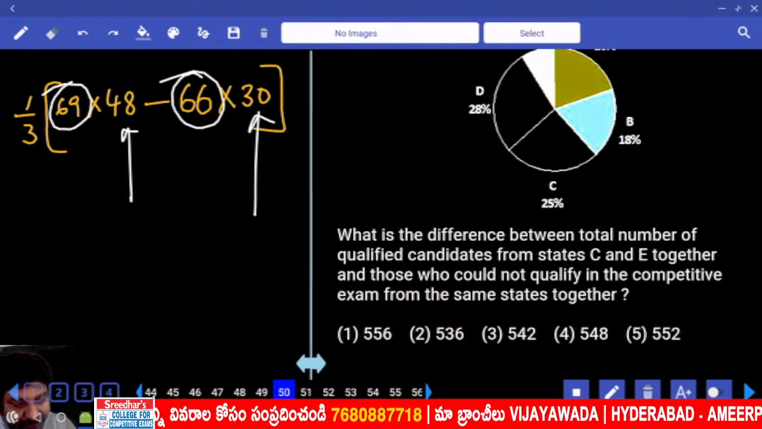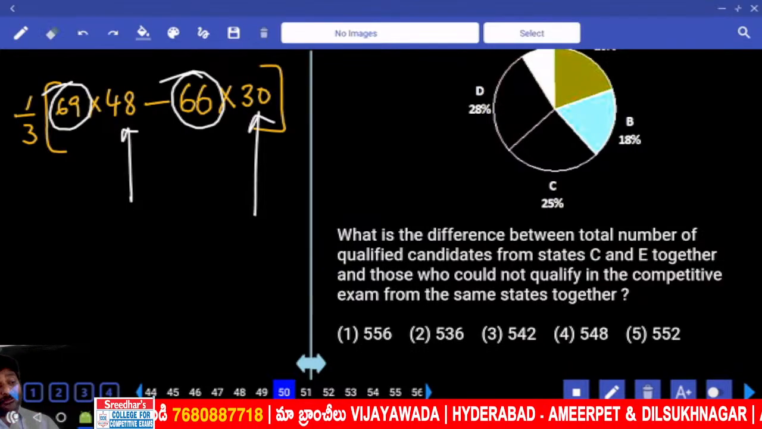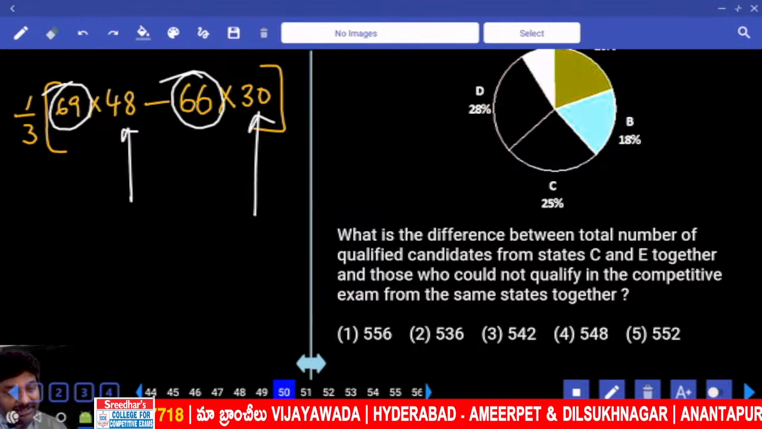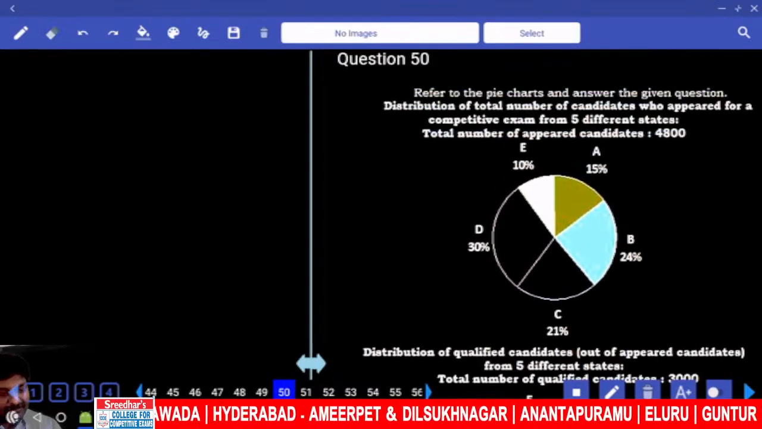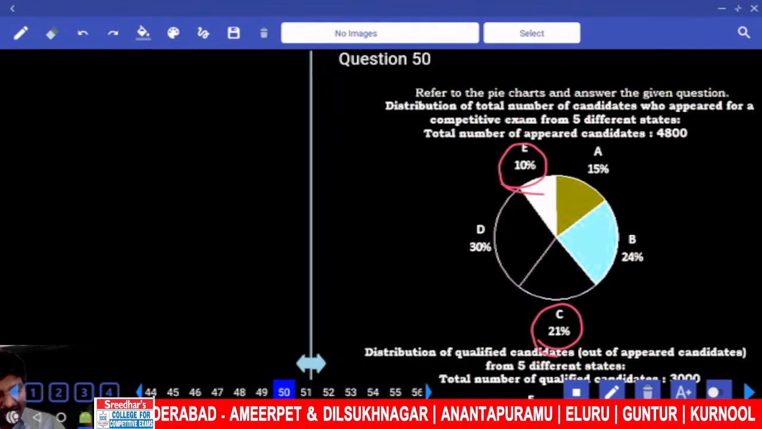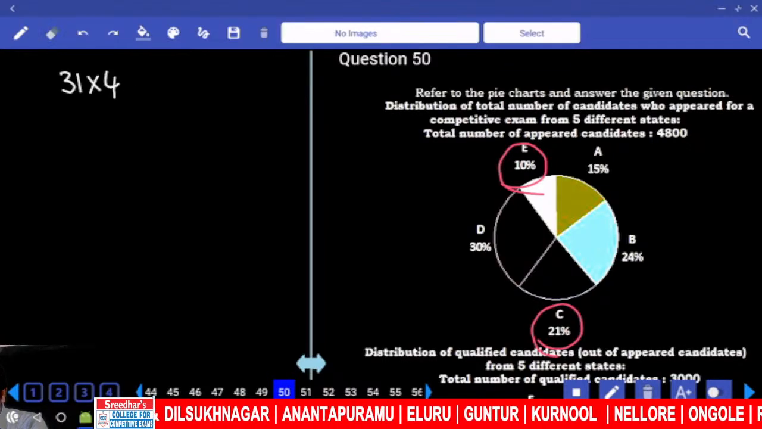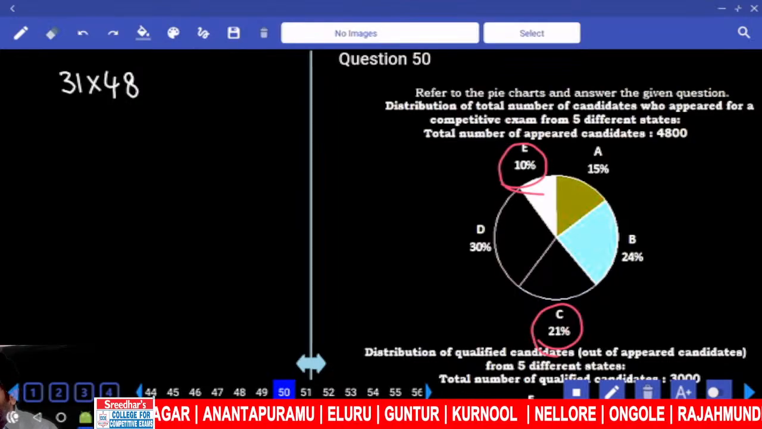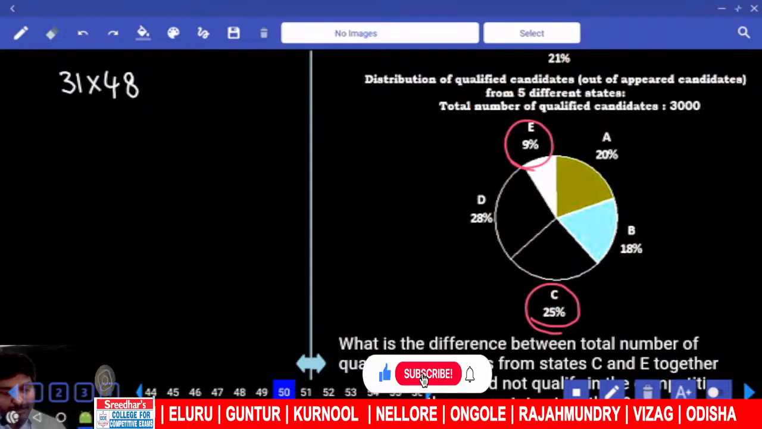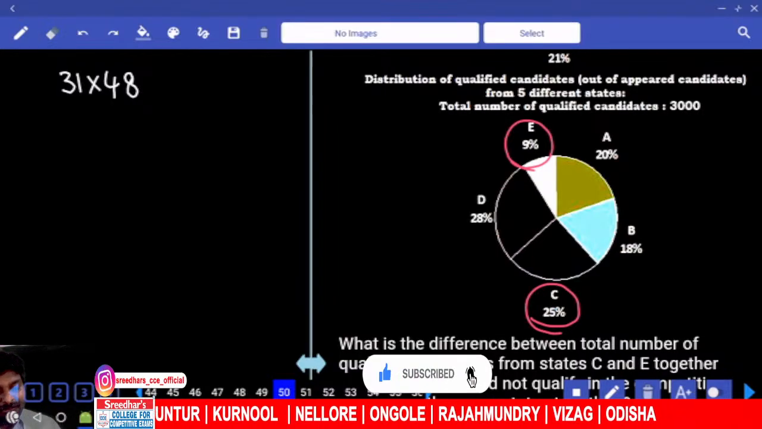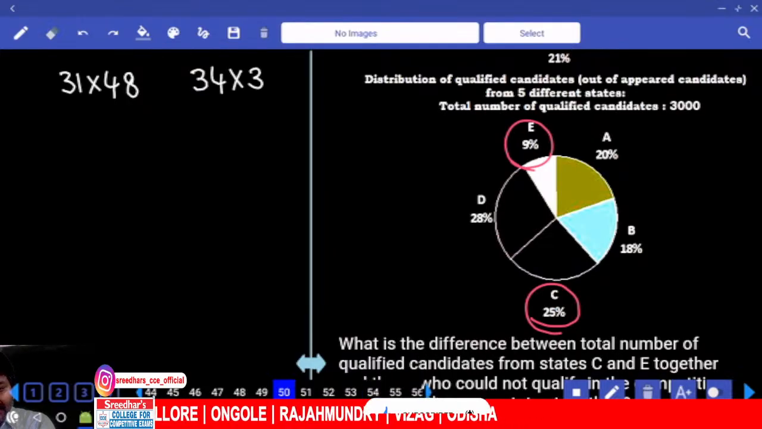What is the difference between the total number of qualified candidates from C and E together and those who could not qualify in the competitive exam from the same states together? C and E together. What percent? 31 into 48, these are totals, correct? C and E both together, 34 percentage calculated on 30.